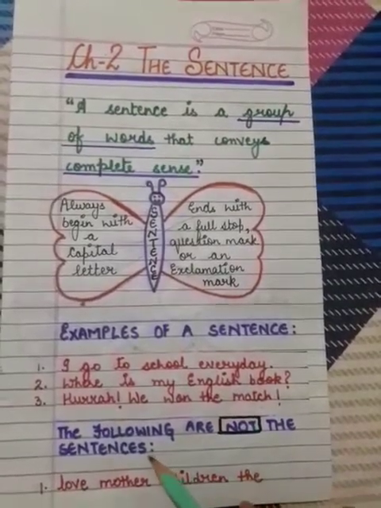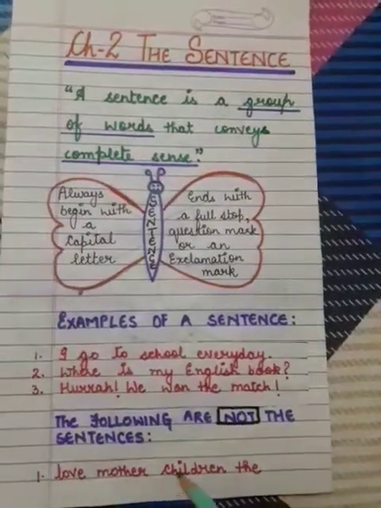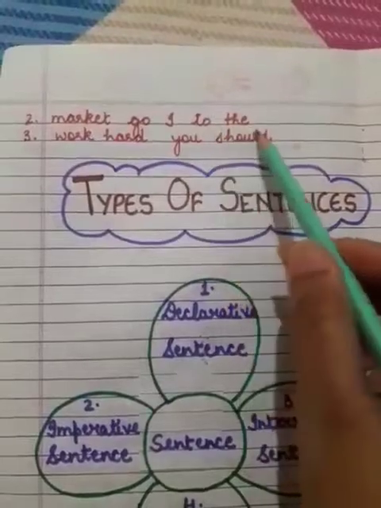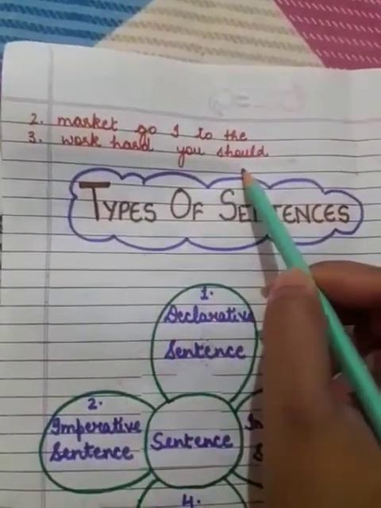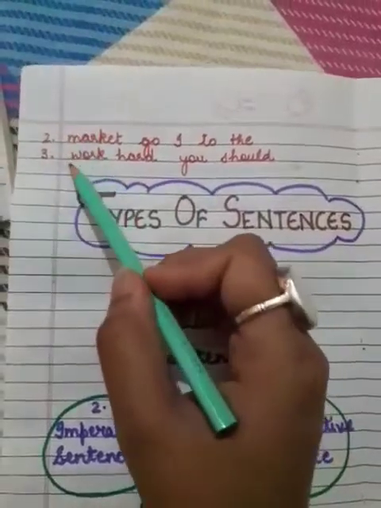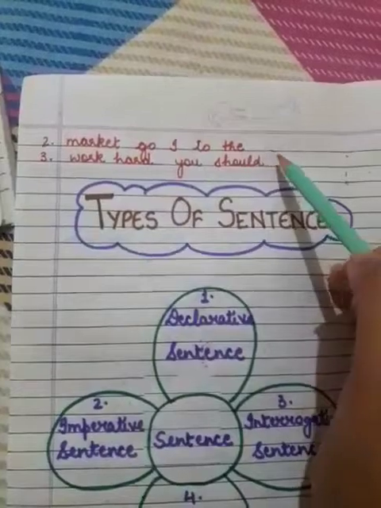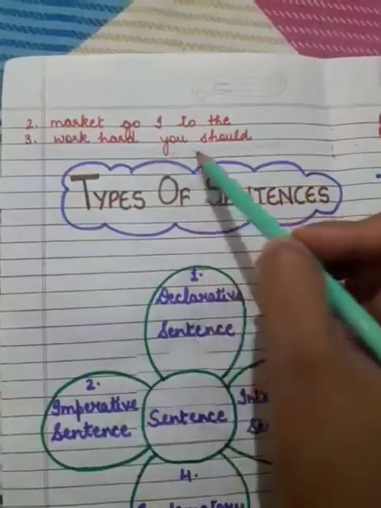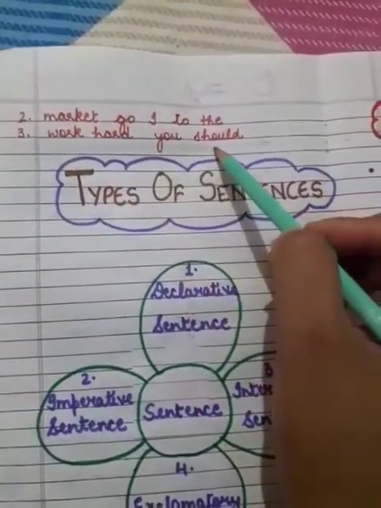Let us see some of the examples that are not sentences. Love, mother, children, the. Market go, I to the. Work hard, you should. In these three, they are not beginning with a capital letter nor ending with any of the full stop, question mark, or exclamation mark. Also, they are not giving us any information or any sense. So these are not sentences.